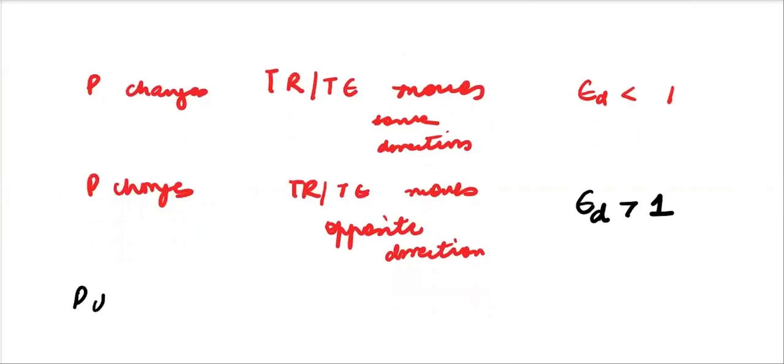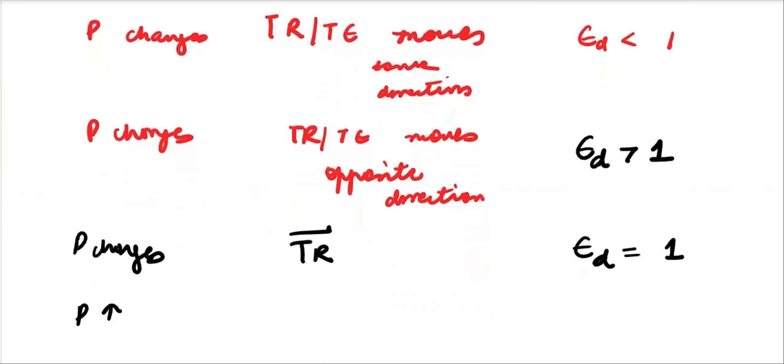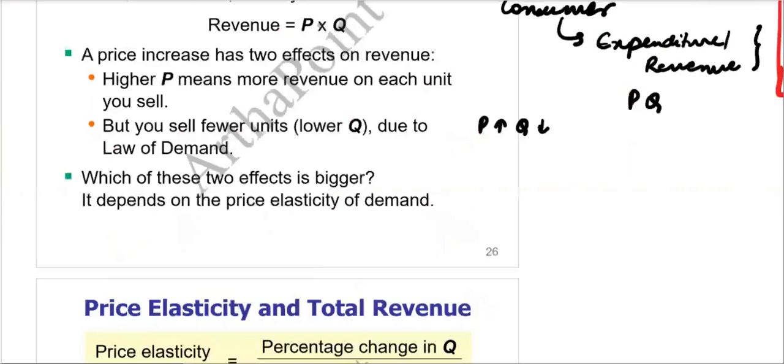And when price changes, but TR remains unchanged, then the elasticity is 1. So your price is increasing, but price into quantity is unchanged, then we say that the elasticity of demand is 1. So let's see this method.